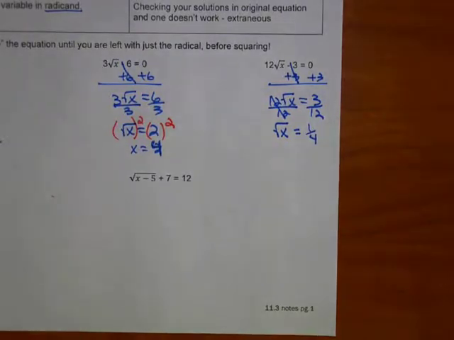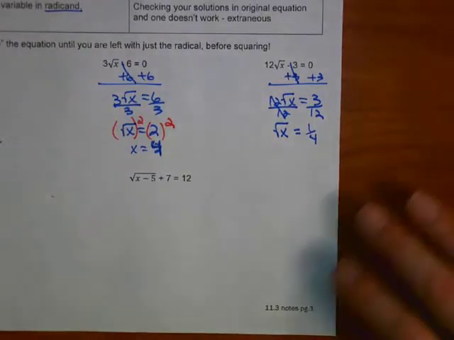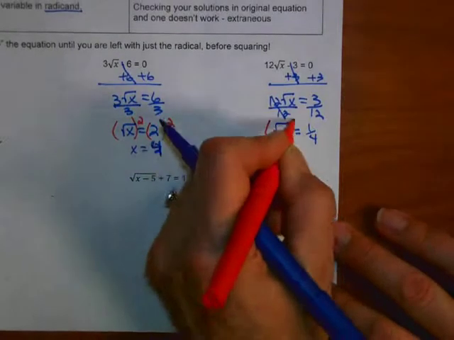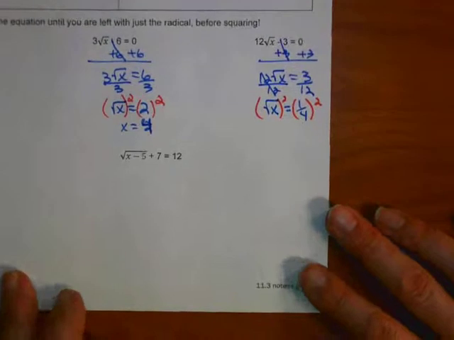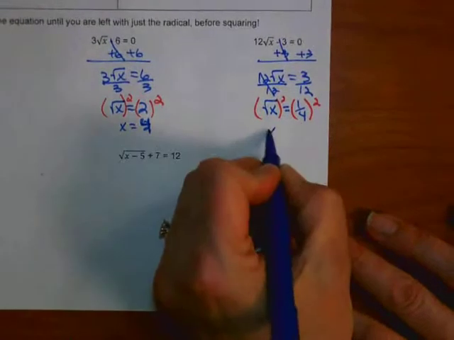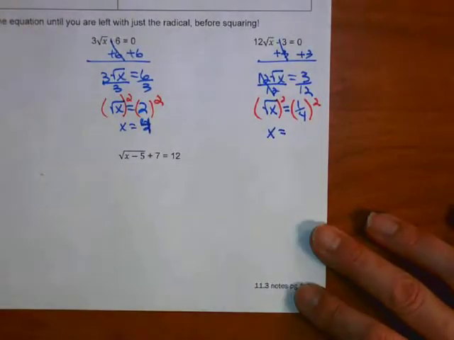Okay, now it's the same thing. I don't want the square root, so what do I do? Square both sides. Okay, what is 1/4 times 1/4?